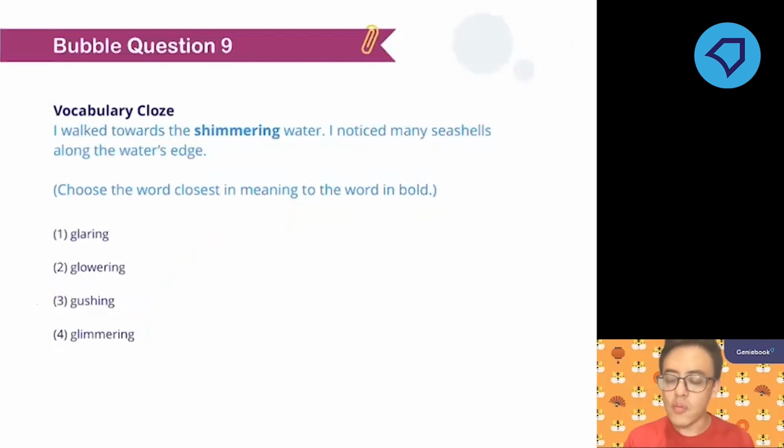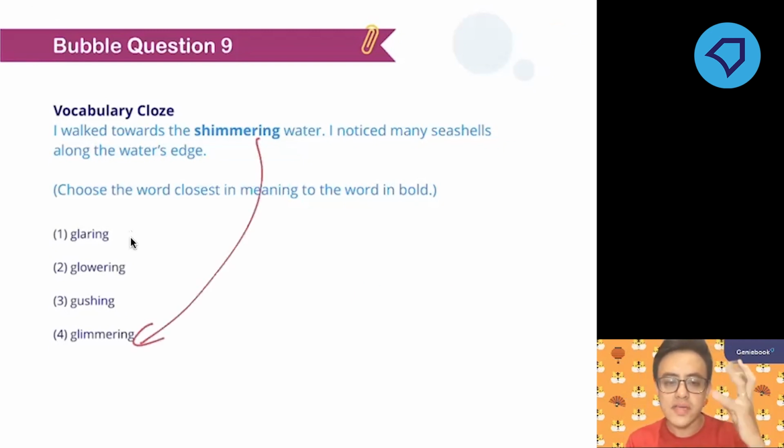Next, number 9, I walked towards the shimmering water. I noticed many seashells along the water's edge. Careful, and your time starts now. Okay, the same meaning of the word in bold is not glowering. If you choose glowing, you're wrong. Glimmering and shimmering have the same meaning. It means that it's very glittery, very shiny.